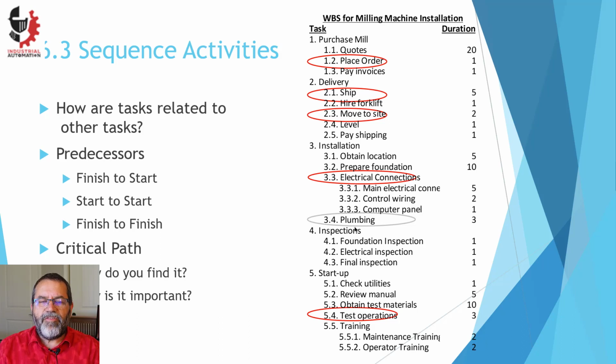Even though these are sequenced together, plumbing and electrical perhaps start at the same time, so a start to start relationship. But plumbing could actually be delayed a couple days and it wouldn't change the outcome of the project. If electrical was delayed a couple days, then it would delay the overall schedule of the project. These items are on the critical path, the ones in red, and we'll talk about that more soon.